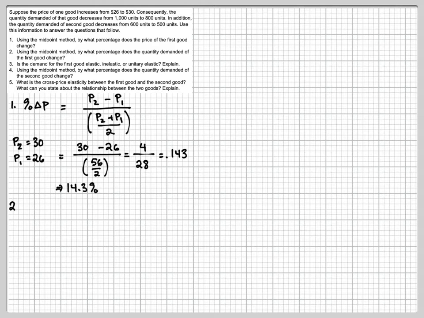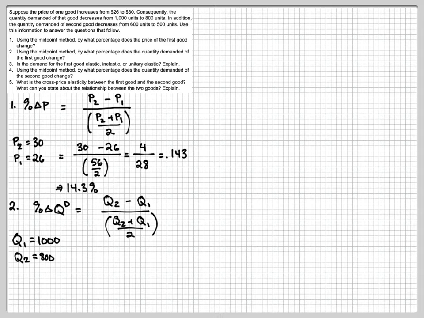Question 2. Using the midpoint method, by what percentage does quantity demanded of the first good change? So we know that this is the law of demand, so there's going to be a decrease in quantity demanded. Here Q1 is 1,000. Q2 is 800. And the percentage change in quantity demanded is Q2 minus Q1 divided by the average of the Qs. Q2 plus Q1 over 2.